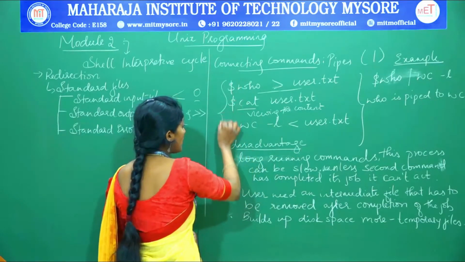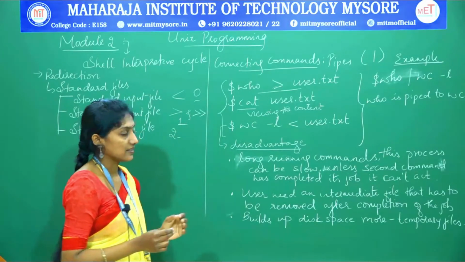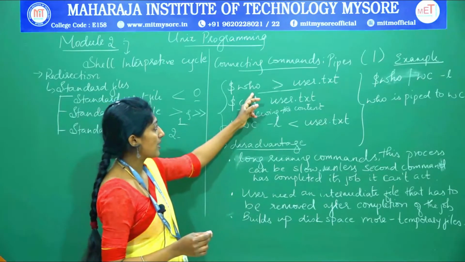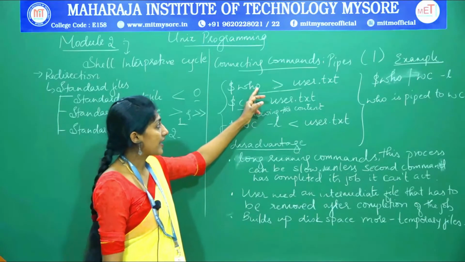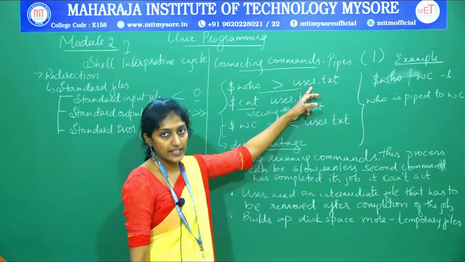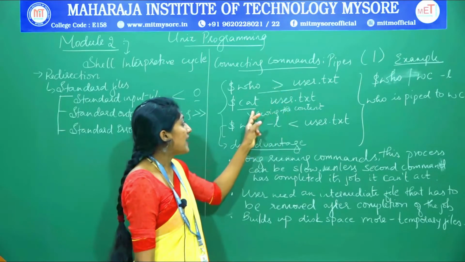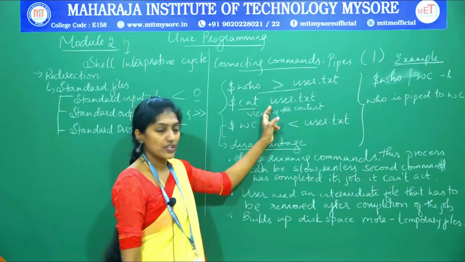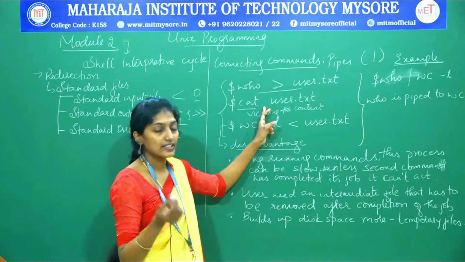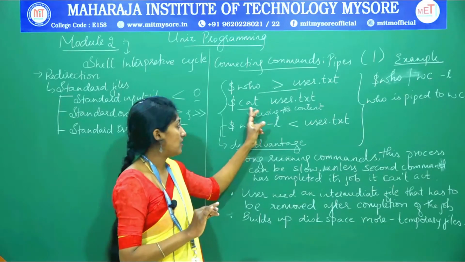So in this command, what happens? Why am I explaining this? In the first command line we redirected the output of the who command to user.txt, as a standard output file. Next I am trying to view it. This is just for our reference, to check whether the content has been copied or not.